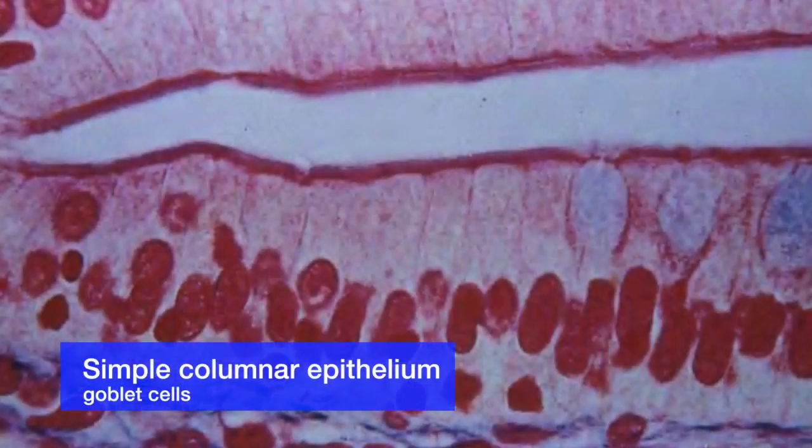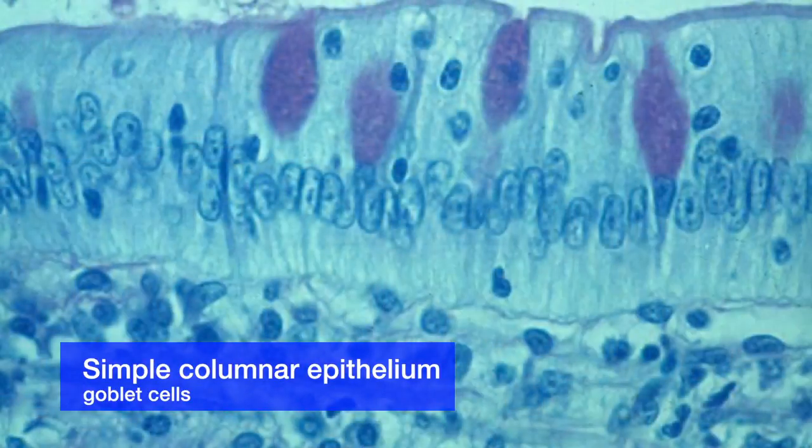Simple columnar epithelium: a single layer of tall, column-shaped cells that can be non-ciliated with microvilli or ciliated. And you see the goblet cells; they are clear and look like a glass of wine in shape. Those are goblet cells secreting mucus. The next slide is also simple columnar epithelium. You see the pink structure that looks like a glass of wine again, that's a goblet cell.